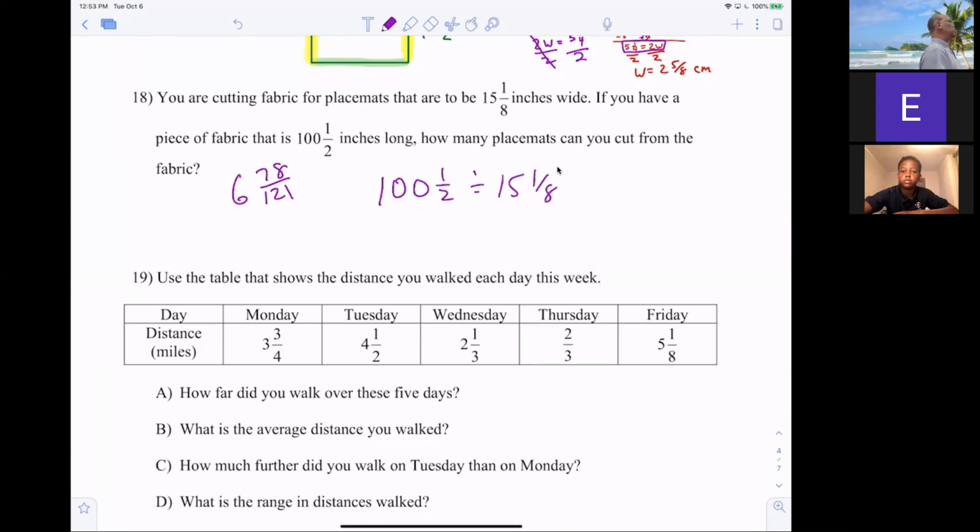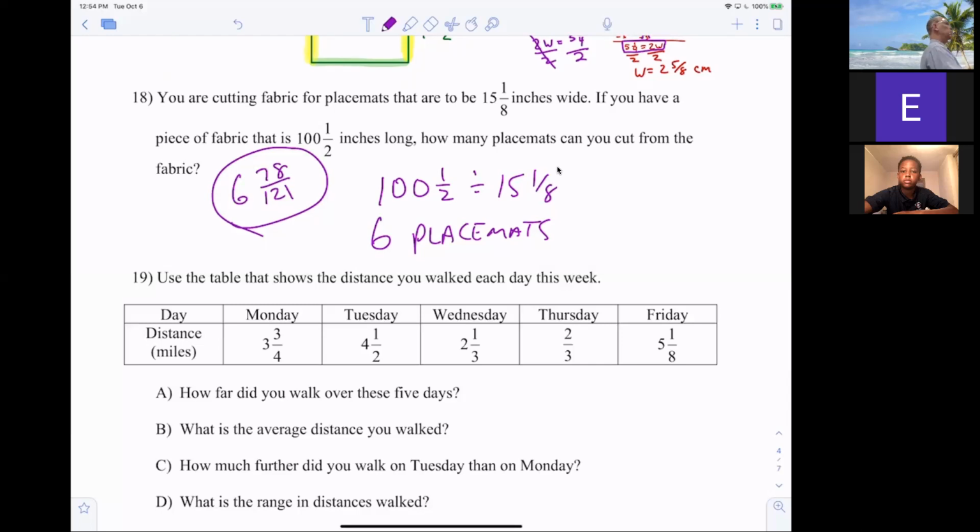I don't want to just see the answer, because if your answer is wrong, I mark the whole thing wrong. Then saying, okay, you made a mistake. I see your logic. Then it was this answer, which is brilliant. But we can't have partial fractions of a placemat. So we say there are what? 6 what? 6 placemats. We don't just say 6. We don't say 6 inches. We say there are 6 placemats that can be made. Is everybody happy with that explanation?